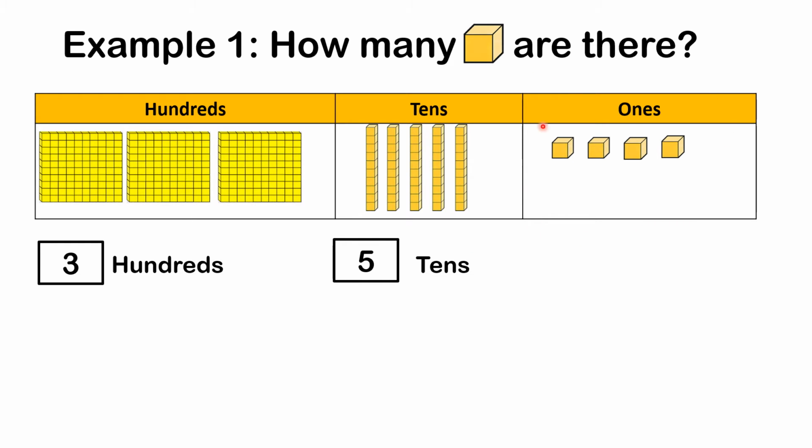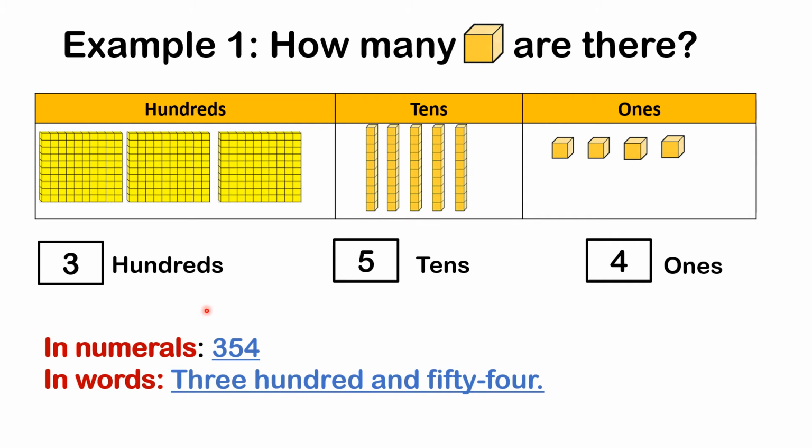Next, let's have a look at ones. Here we have 1, 2, 3, 4 unit cubes. So we have 4 ones. So we have 300, 5 tens, and 4 ones. When we combine the numbers, we have 3, 5, 4 in numerals. And in words, we read this number as 354.